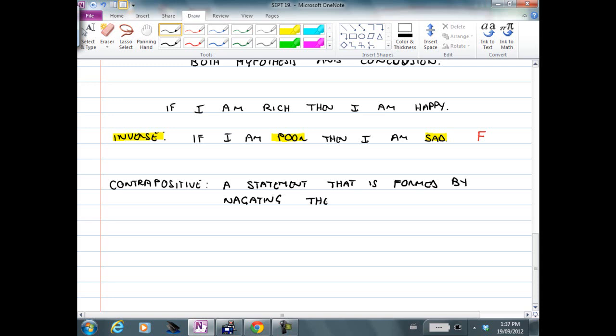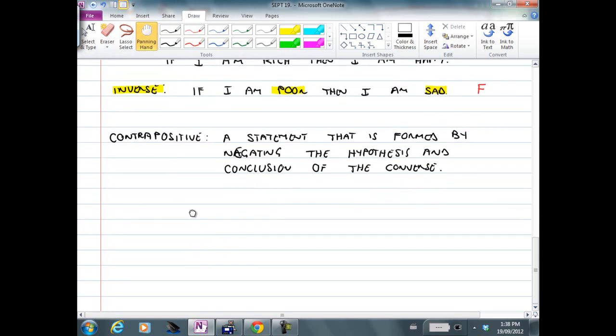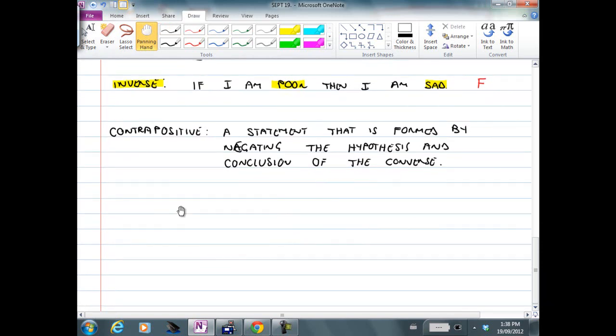The hypothesis and conclusion. Oh, and I'm not done yet. Of the converse. Okay. Think about what this means. I threw in another word in there. The word is converse. This is why you've got to be really careful what all these terms mean.